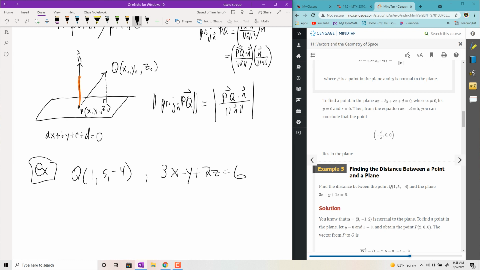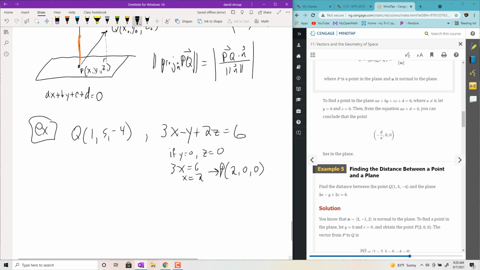this PQ. So to get PQ, you just randomly pick a point in the plane. And what the book did is to use a real easy point by letting y and z equal 0. So if y equals 0, z equals 0, you have 3x equals 6, so x equals 2, so you get the point 2, 0, 0. And then from there, that'll be your point P, and you could get that PQ vector.